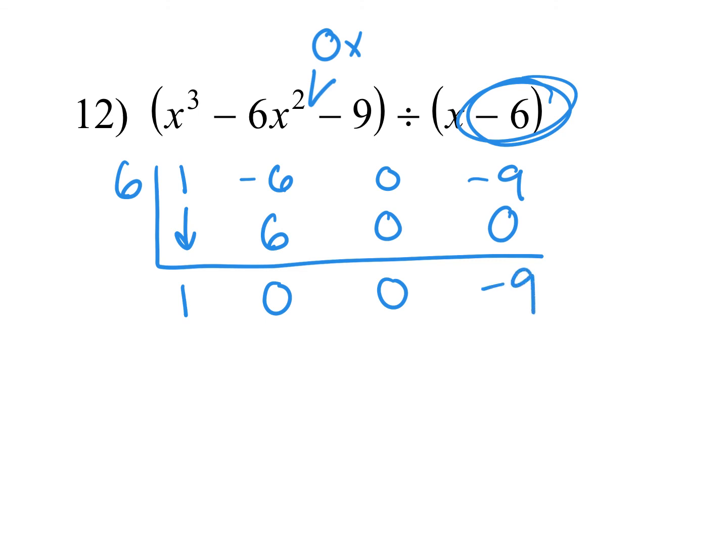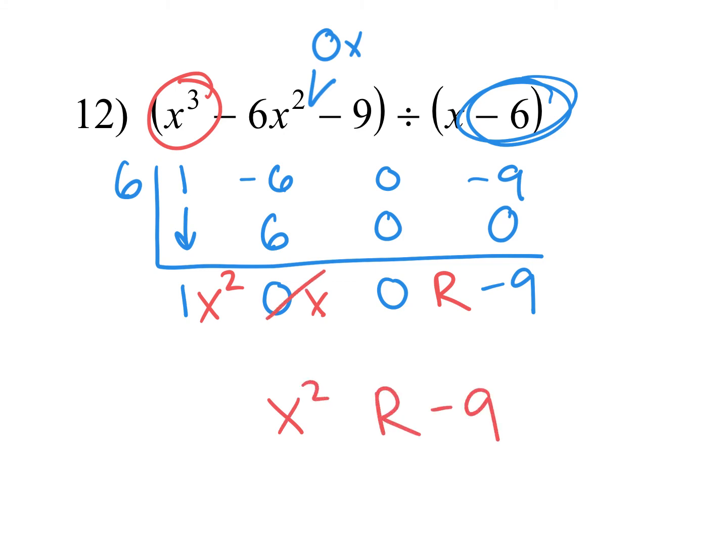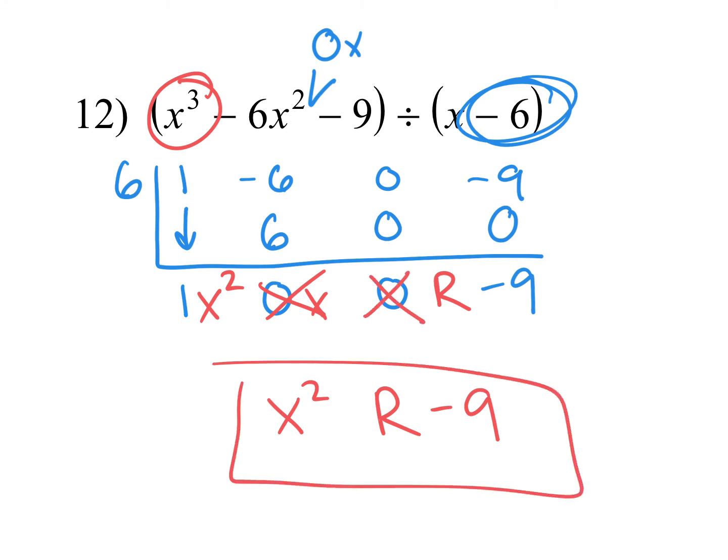All right, so if my question starts with x to the third power, what's my answer going to start with? X squared, then x, then nothing, and the last one's the remainder. So my answer would just be what? Awesome. X squared, remainder, negative 9. You don't write the zeros in your answer, so you just skip those completely.